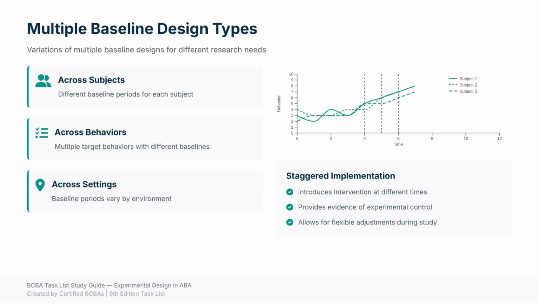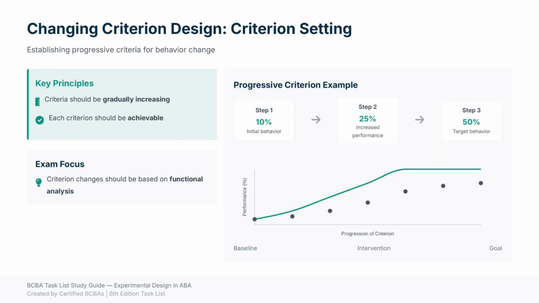Multiple baseline designs can be implemented in several ways. One option is across subjects, where different participants begin the intervention at different times. Another is across behaviors, where multiple target behaviors are treated sequentially. A third option is across settings, where the intervention is introduced in different environments. In each case, the key feature is staggered implementation of the intervention, which allows the researcher to demonstrate experimental control without withdrawing treatment.